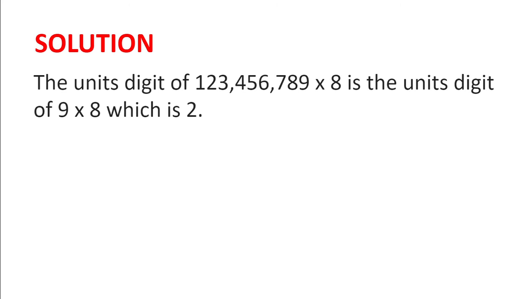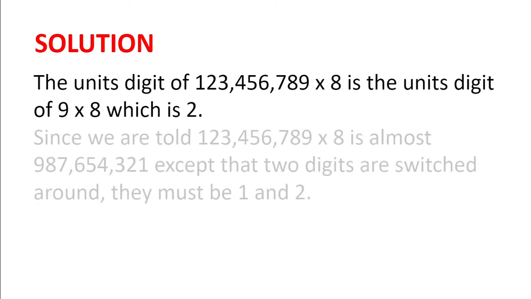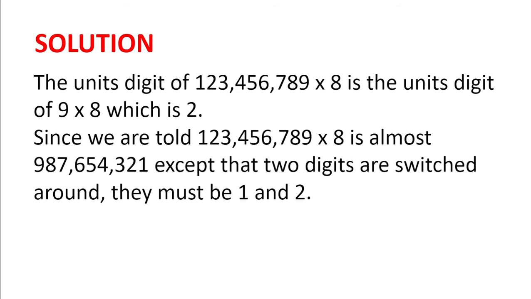Now we could multiply this large number by 8, but we can make a mistake here and it's tedious. Instead, we look for a trick. The units digit of this big number will be the same as the units digit of 9 times 8, which is 2. But if we look at 987654321, its units digit is 1. So those two digits must be the ones that were switched around. So 1 plus 2 is 3.